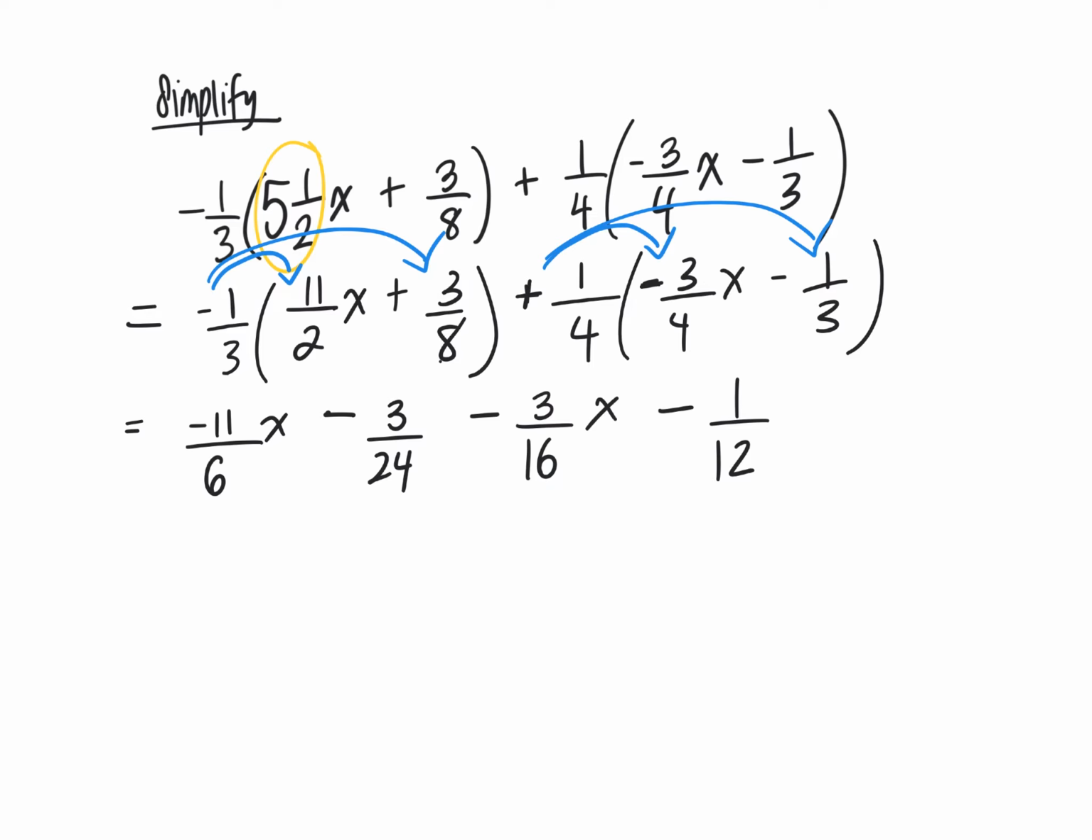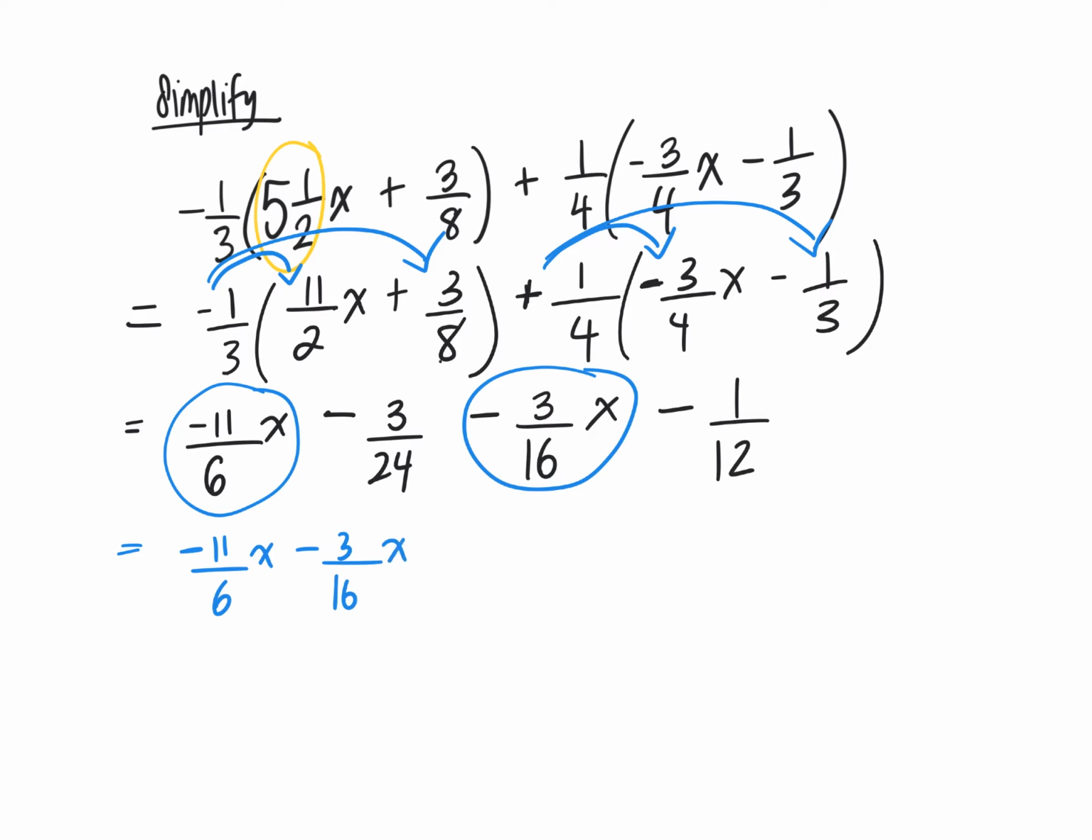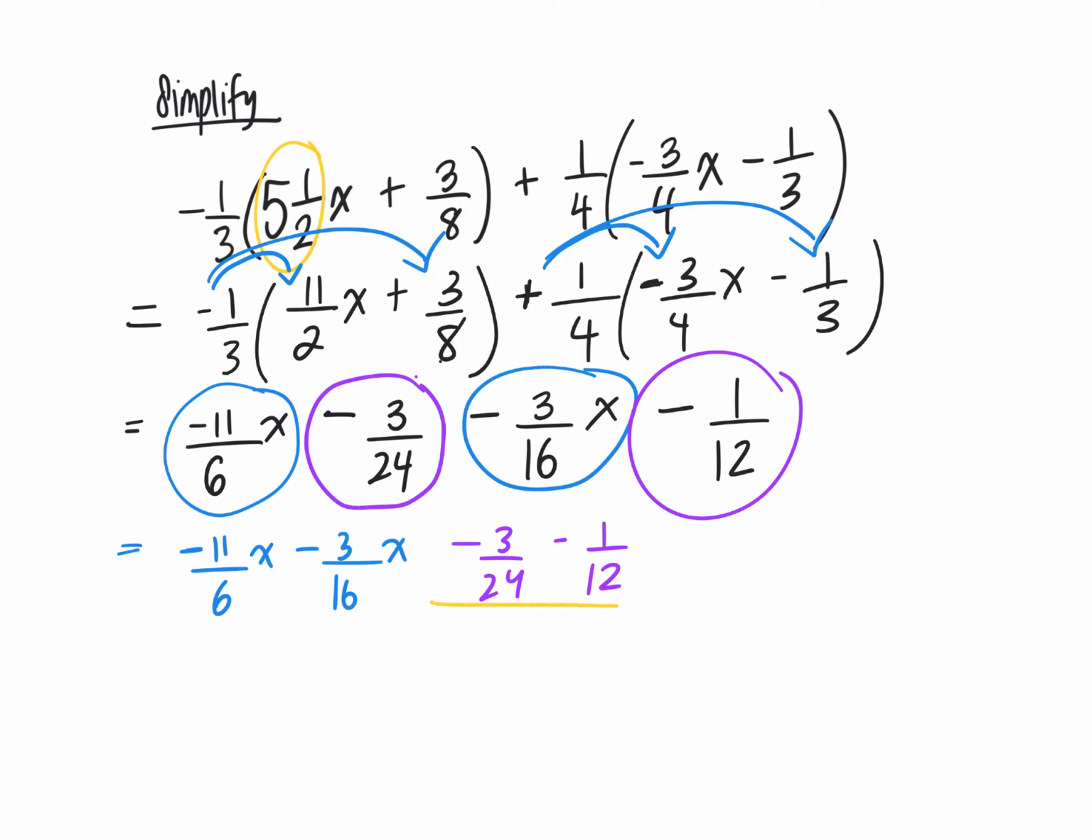Okay, so now we have to combine our like terms. I have two terms that have a variable, so I'm going to put those together. I'm just going to rewrite it here. Minus 3 over 16x, and then I have negative 3 over 24 minus 1/12. Okay, so just by looking at this, I know that my last two terms are going to end in something over 24, unless you can reduce it more, but let's figure this out.